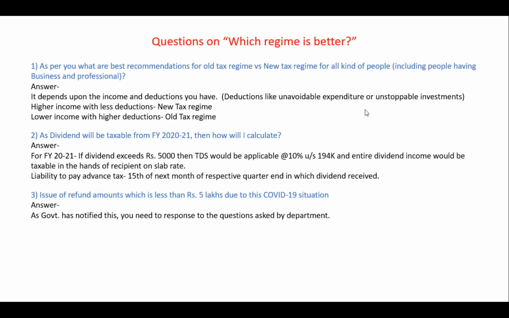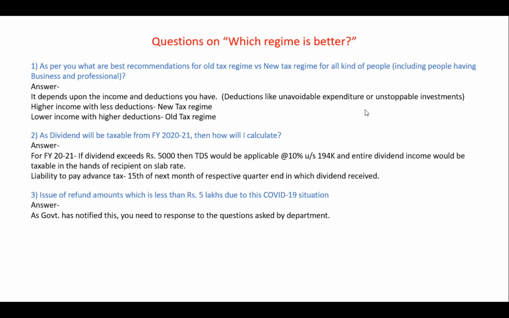Issue of refund amount which is less than 5 lakh due to the COVID-19 situation. Exactly. Government has notified that whoever's refund amount is still pending, and is less than 5 lakh and not yet paid, the income tax department is directed to issue such refund amount as soon as possible, which will help people in the pandemic situation.